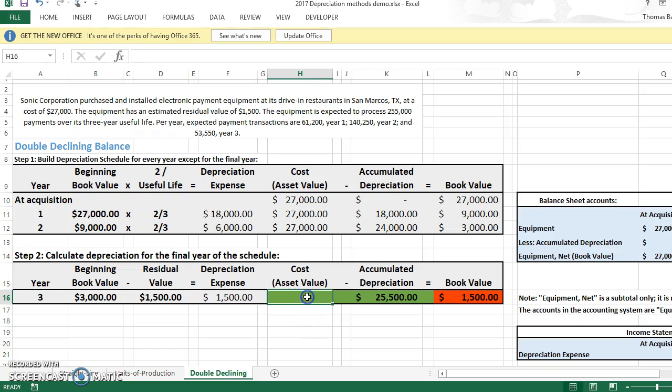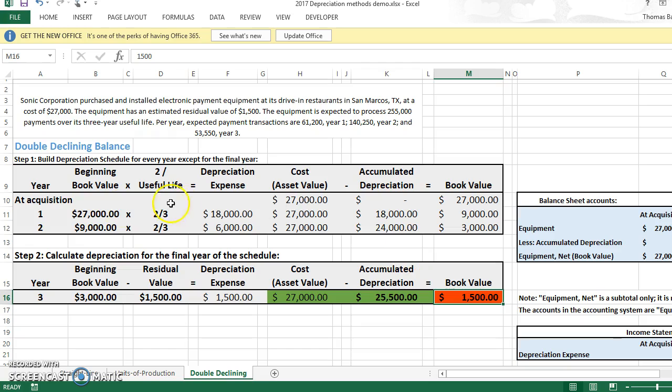If we put this into the formula here, my cost is $27,000. My accumulated depreciation, right, $24,000 plus that $1,500 we calculated equals $25,500. And also, if you think about this, book value $3,000 minus my $1,500 depreciation expense equals my year 3 book value. So you've got to do this step in the final year in order to make these things work.